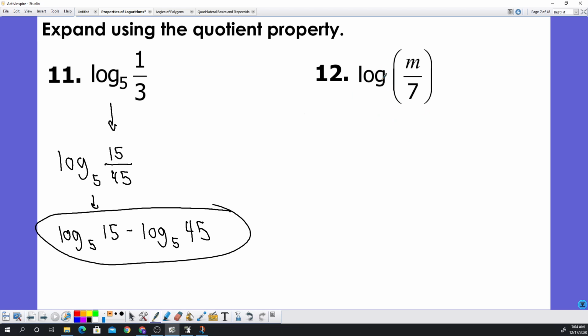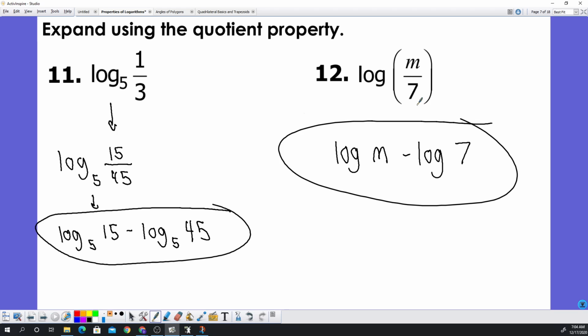So, finally, m over 7, and it's just the common base, so base 10, but we can write it as log of m minus log of 7. And write it just like that. So, as you can see, using the quotient property isn't so crazy. Just follow the pattern, and you'll be A-okay.